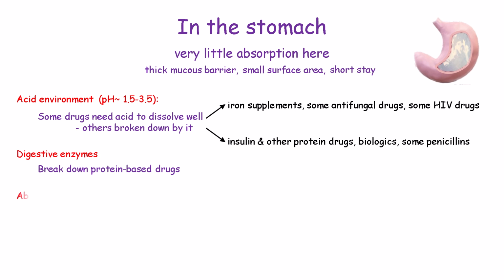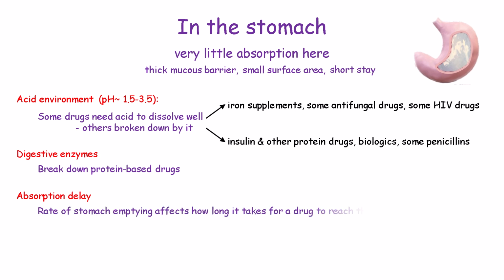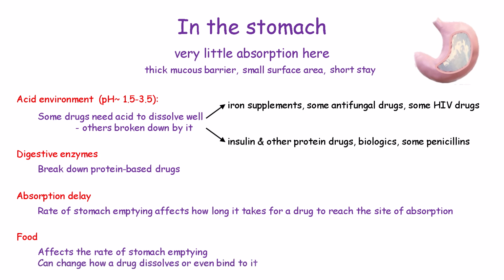Absorption is affected by delays in the stomach. Many factors affect the rate at which the stomach empties, and therefore how long it takes a drug to get out of the stomach and reach the intestines. One of these factors is food. Both the amount of food in the stomach and the type of food can affect the rate of stomach emptying. In addition, food can change how a drug dissolves and can even bind to it.